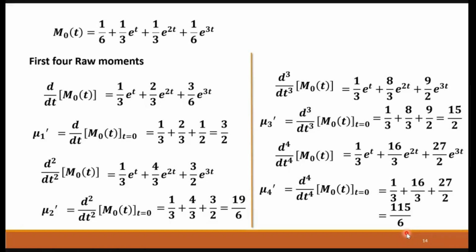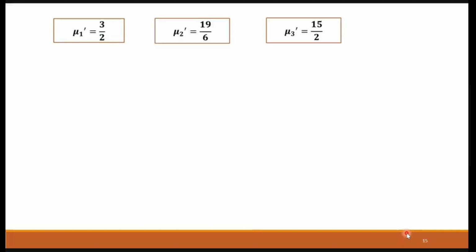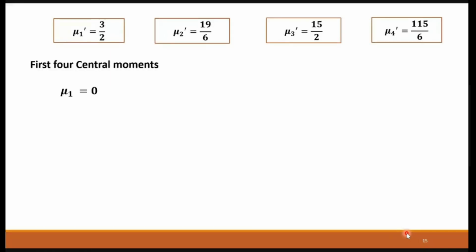(11/12) is whose value? mu1. Remember, mu1 is always equal to 0. Whatever the numbers are, mu1 is always equal to 0. These are the values we got. mu1 is always equal to 0. Next is mu2.